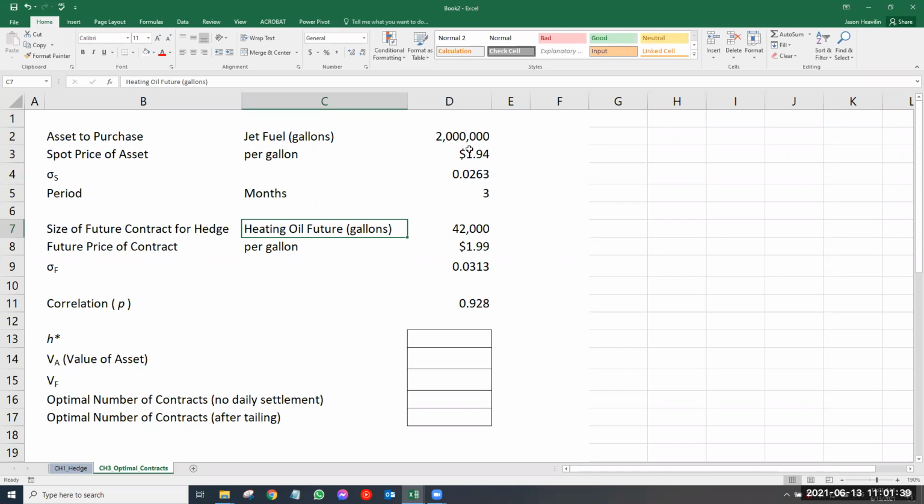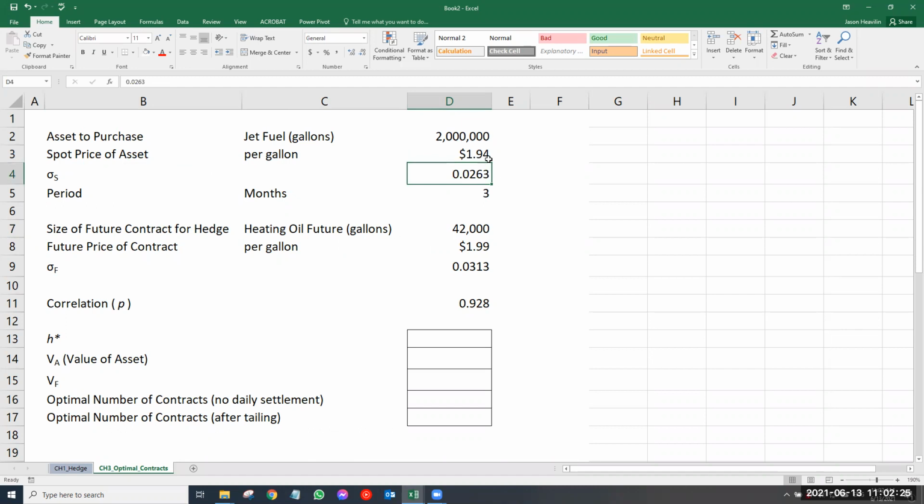The second challenge is that you're at 2 million, but the contracts are for 42,000 gallons, which doesn't divide exactly to a whole number. So the question comes, what's the optimal number of contracts I should buy and get into when I have assets that are not the same and the units do not match to a whole number? So the information we need to see how many contracts I should engage in: the spot price, meaning the price right now for jet fuel, is $1.94.